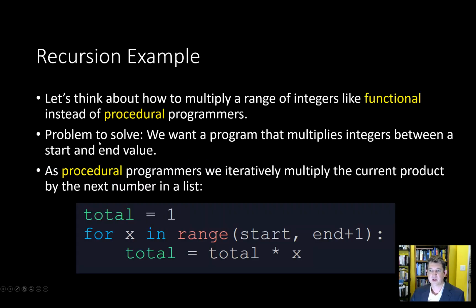All right, so let's take a look at an example. As a procedural programmer, we would write a program to multiply a set of integers like this. We would start off with some total, and we'd have a for loop perhaps that starts at the beginning integer, ends at the end integer, and multiplies each of these x values as we iterate over this range into the total.